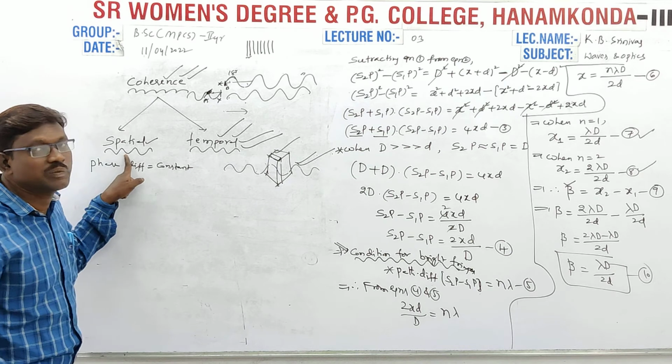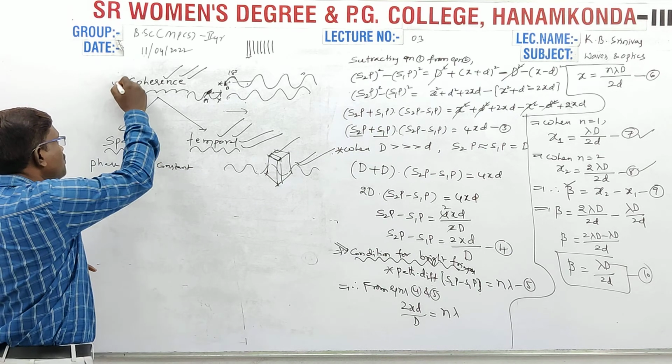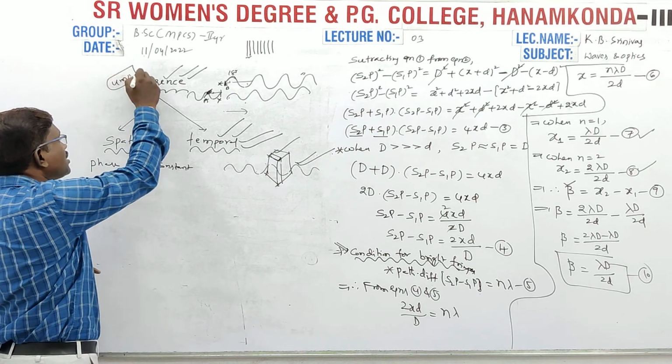This is about spatial coherence. This is a very important question for 4 marks. Number of times this question came in the annual examination.